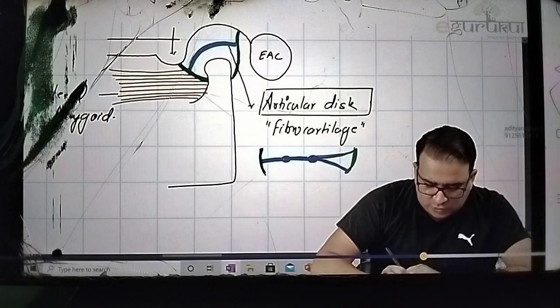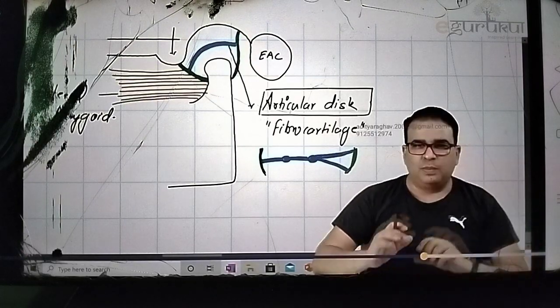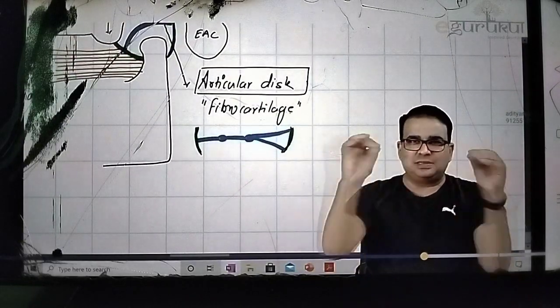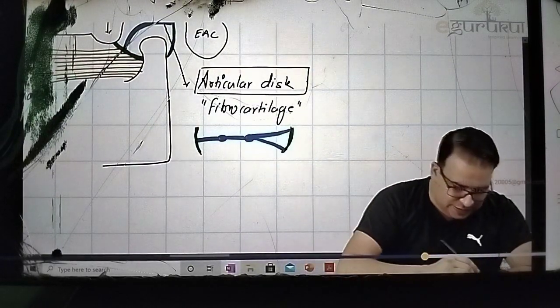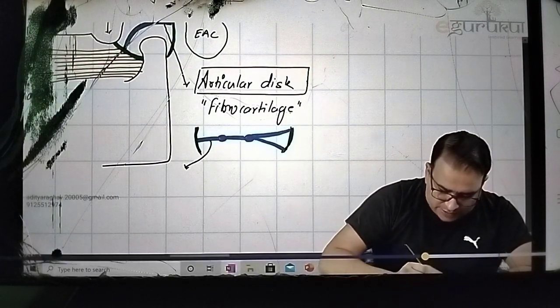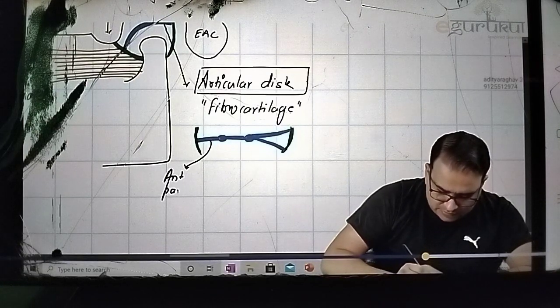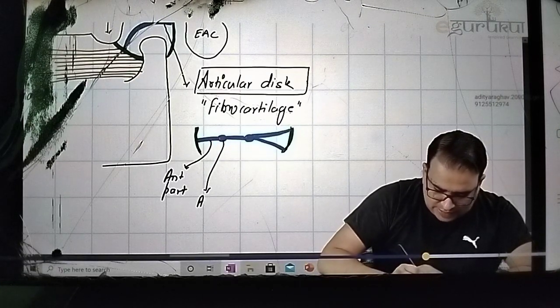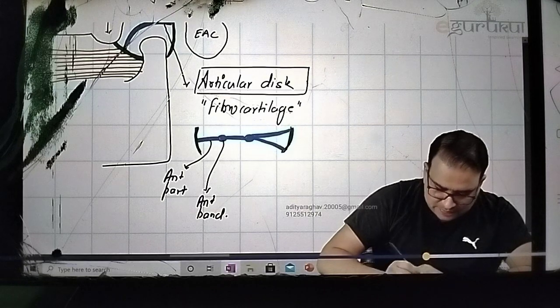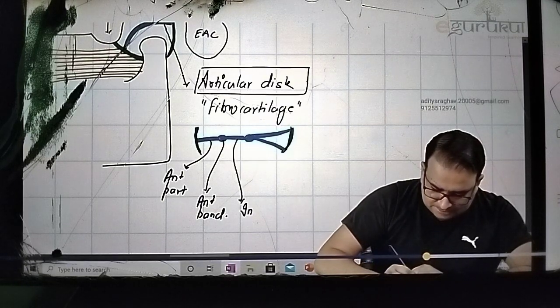Again, it's not very important to know exactly what the shape of this articular disc is, but we should know that when you look at the articular disc in detail, it's not like a simple fibrocartilage band. It has certain parts which you can label if you want. This part here is called the anterior part. This is called the anterior band. The thickening is called the anterior band.